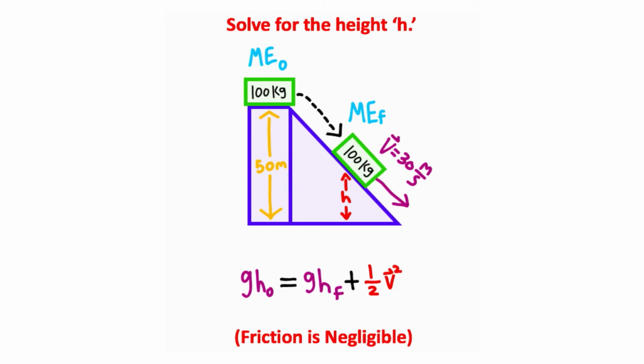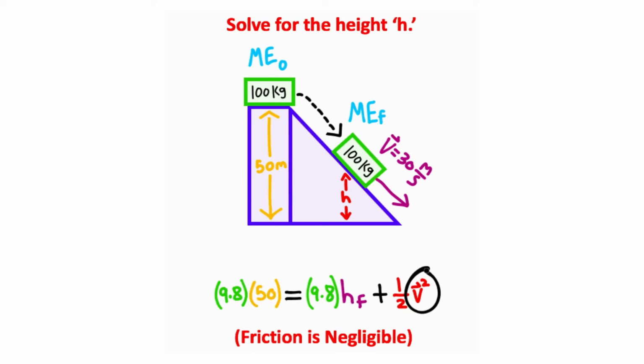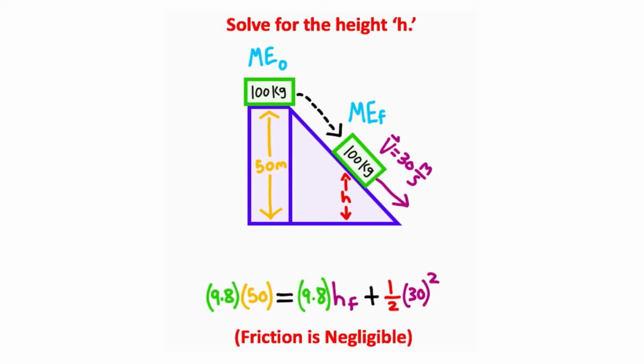Now I can plug in my variables. Gravitational acceleration on Earth is 9.8 meters per second squared. The initial height is 50 meters, which I can plug in. The final velocity is 30 meters per second. Now the only thing that I don't have is my final height, but that's the height we're trying to calculate.